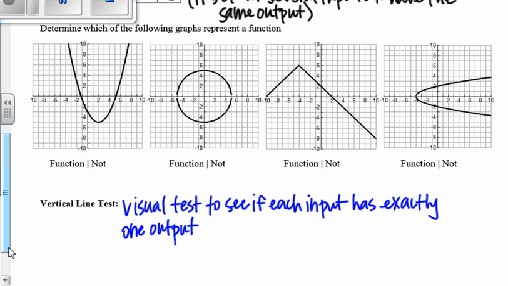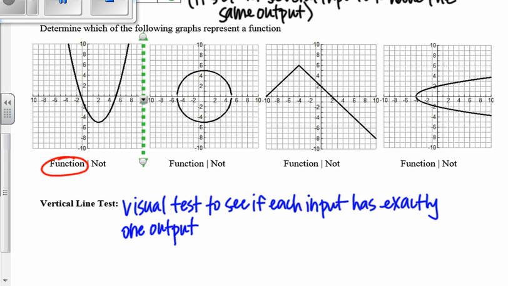What happens with the vertical line test is we imagine or actually draw, whatever works for you, a vertical line. So here's my vertical line. Then we scan our graph to see if our vertical line touches our curve at more than one point. As we go across this quadratic, notice it only touched the quadratic at one point. So yes, this is a function. It passed the vertical line test.